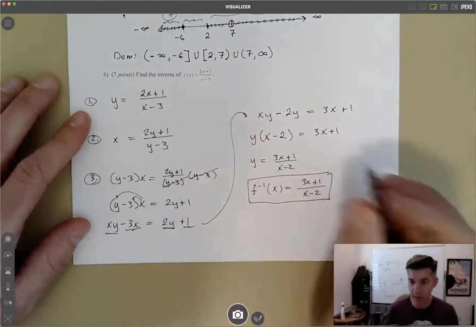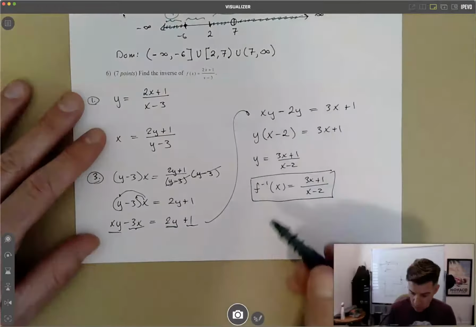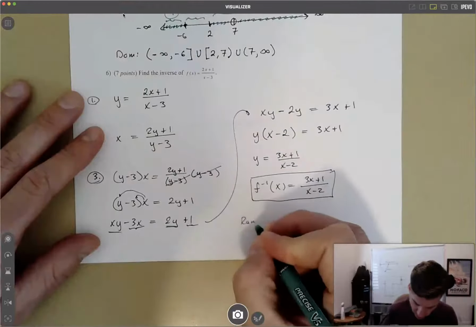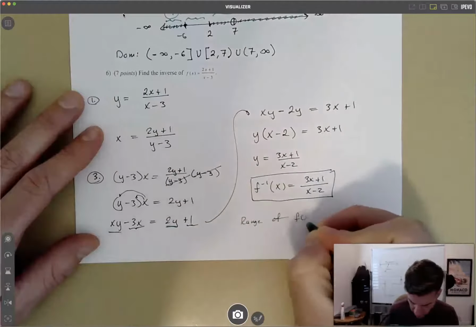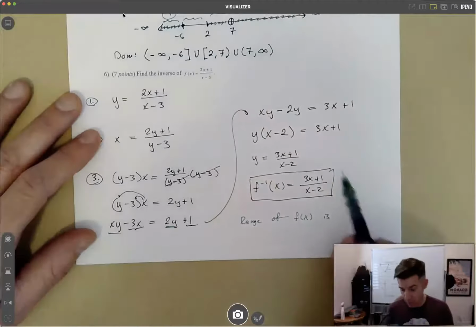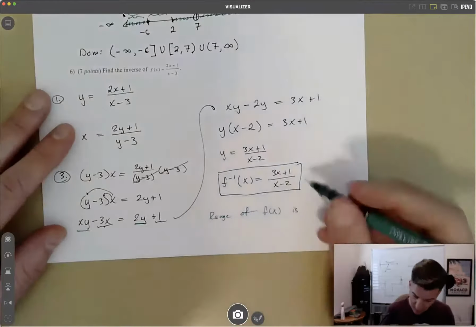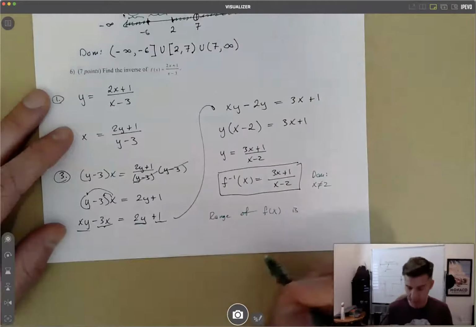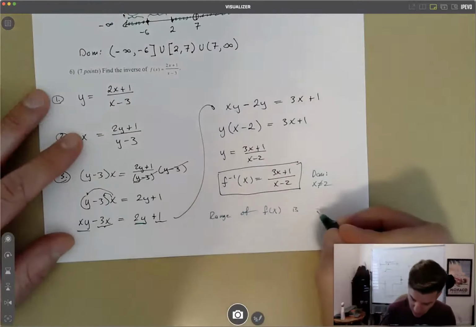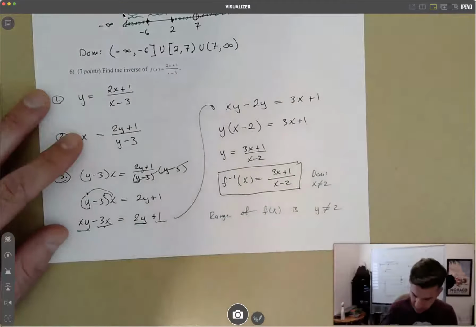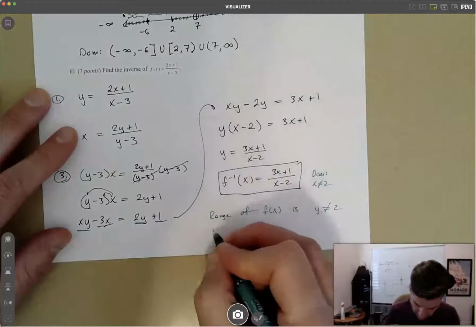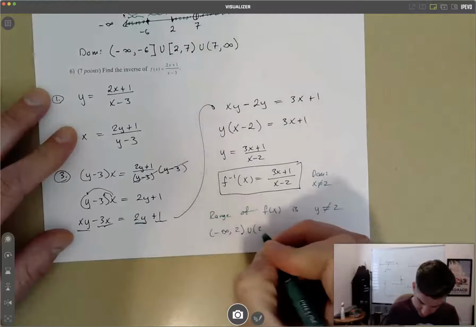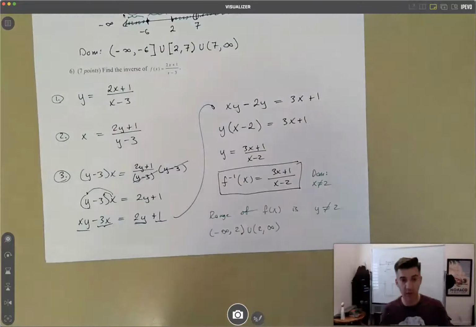And I know this wasn't part of this question, but bonus question. Use this inverse function to find the range of f of x. So the range of f of x, well, the domain of this function is everything except for x can't be 2. So the range of my function is y can't be 2, which I could write very lazily like this, or more accurately as everything from negative infinity to 2, parentheses, union 2 to infinity. That would be the range of that function.